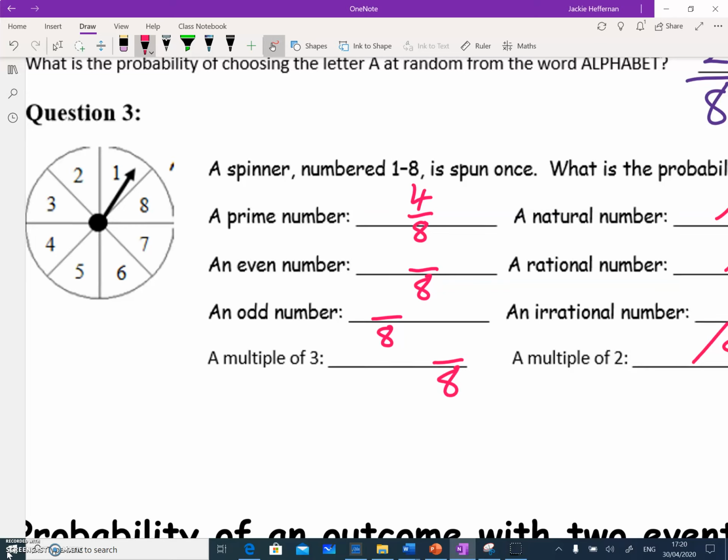An even number, which is 2, 4, 6, and 8, is 4 over 8 again, which is a half. An odd number, 4 over 8 again, 1, 3, 5, 7. A multiple of 3, 3 and 6 are both multiples of 3, so that's 2 over 8, which is a quarter.